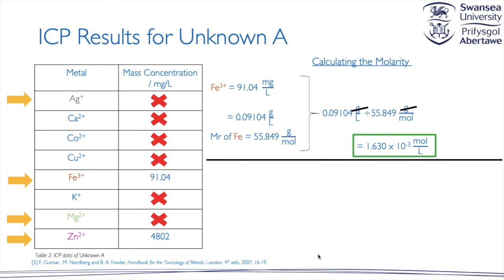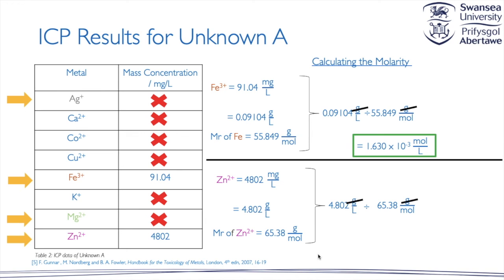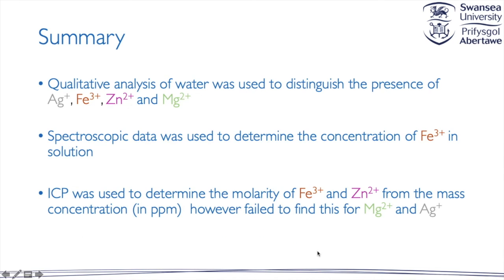We then do the same for the zinc ions, so 4,802 milligrams per litre is the same as saying 4.802 grams per litre. The Mr of zinc is 65.38, so divide 4.802 by 65.38, units cancel out, and we get 7.345 times 10 to the negative 2 moles per litre.